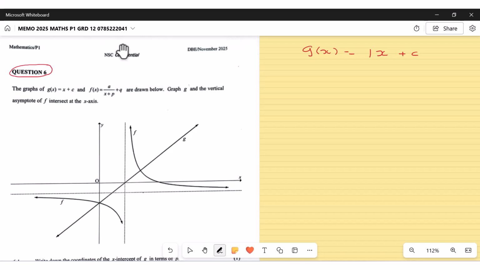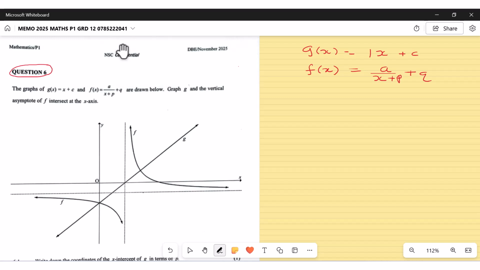And then here, they also gave us the hyperbola f of x. They said that our f of x, which is the hyperbola, equals a over x plus p, and then plus q. Now they say that the graph g and the vertical asymptote of f intersect at the x-axis. So the two graphs intersect at this point here.